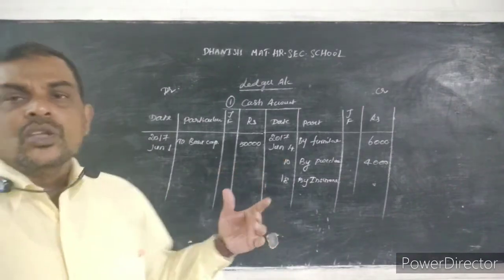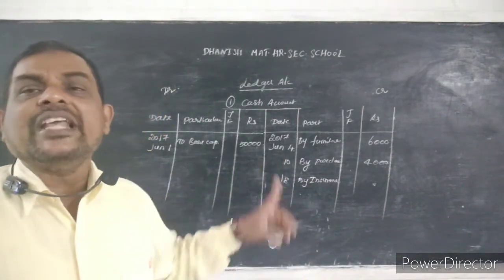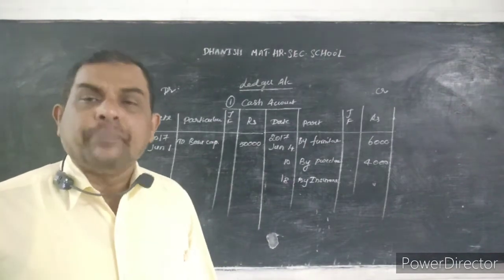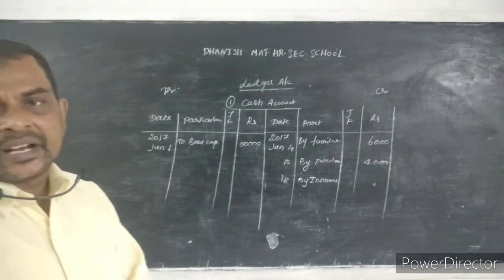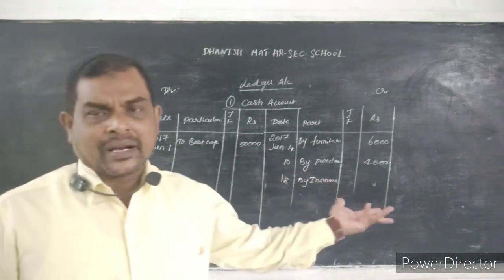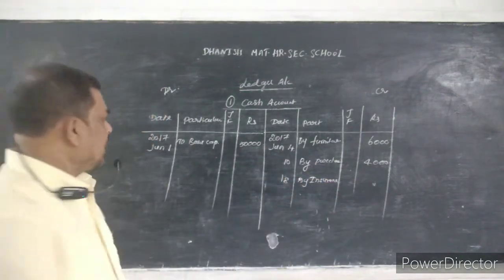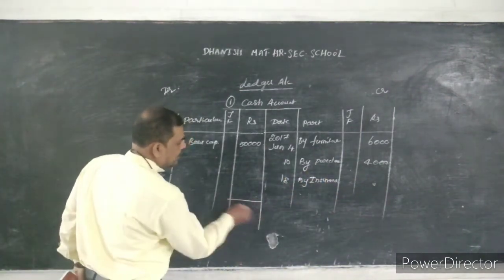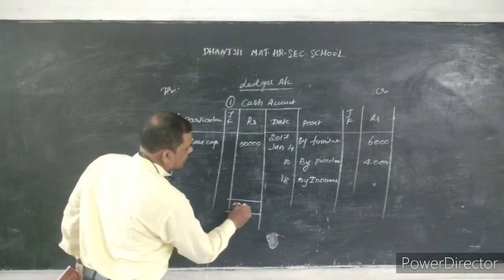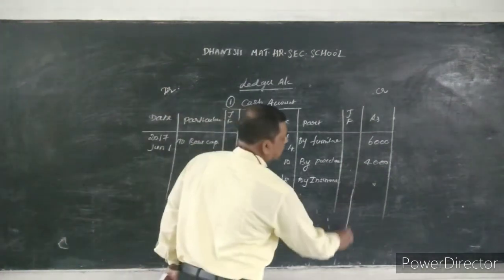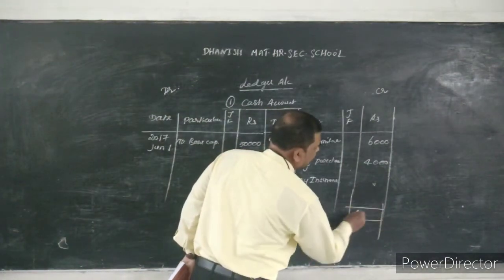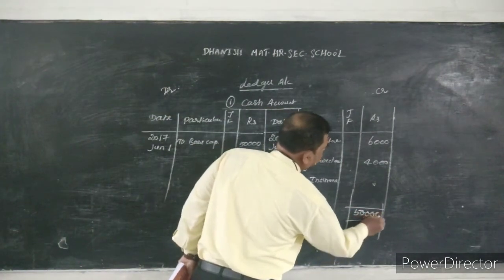How to balance it? First we have to check which side is bigger. Debit side or credit side? Definitely the debit side here. Sometimes the credit side will also be bigger, but we have to check which side is bigger. Here the bigger side is the debit side, 50,000. So if the debit side is 50,000, the corresponding credit side should also be 50,000. That is the rule.